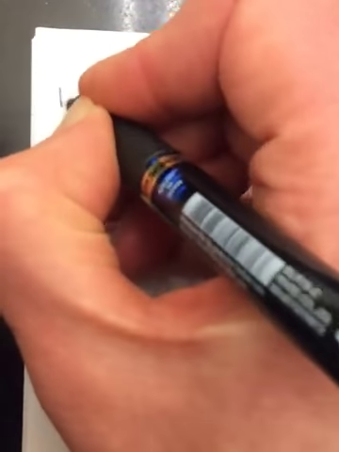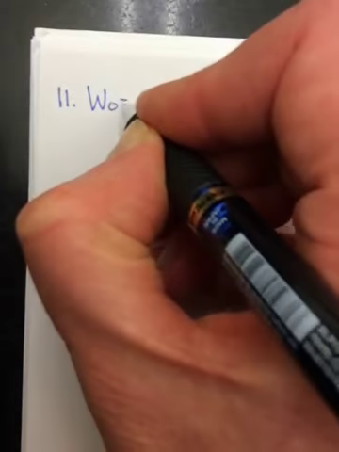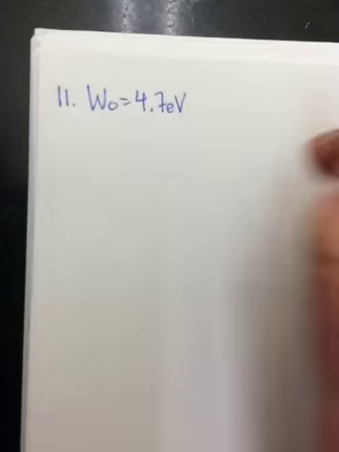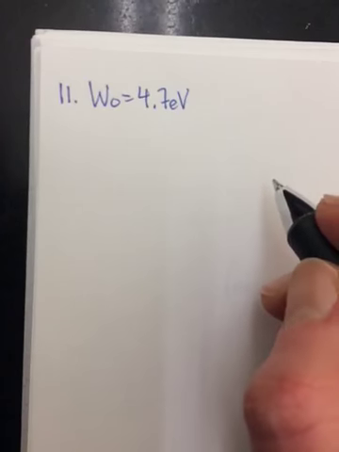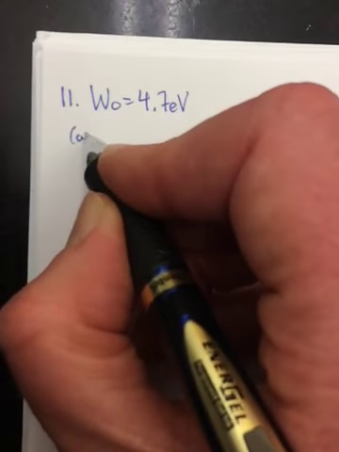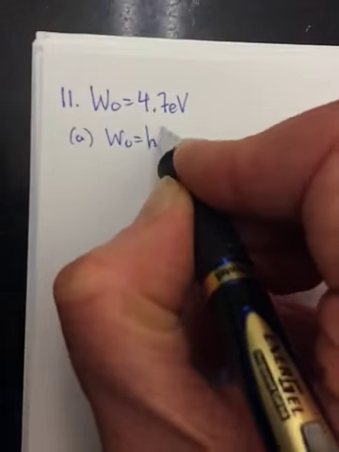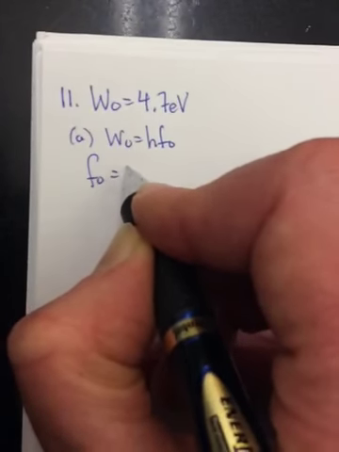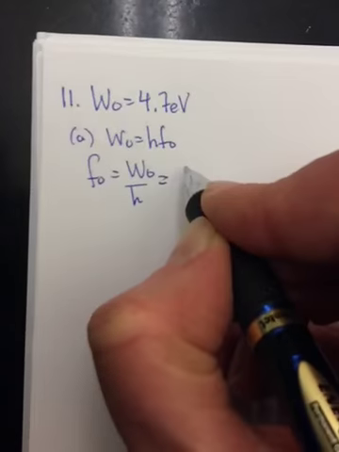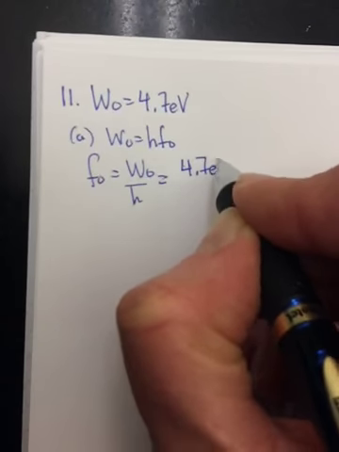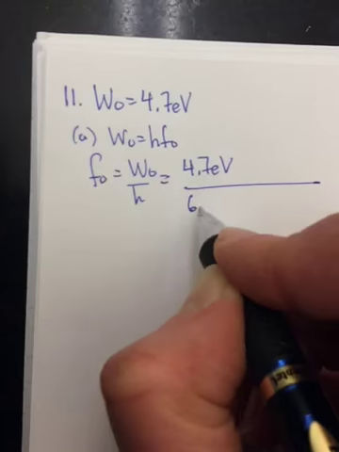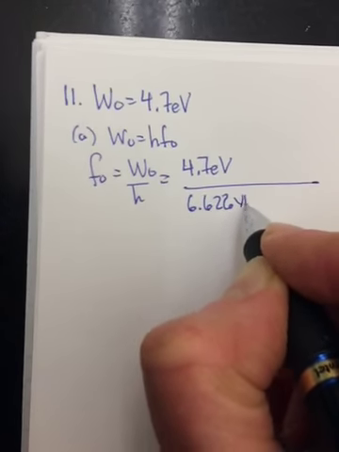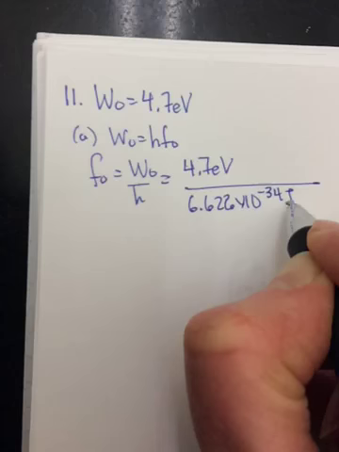Number 11 says the work function of iron is 4.7. Can't find the edge of my page. There it is. So WO is 4.7 electron volts. What is the threshold wavelength? So for A, we know WO is equal to HFO. So FO is equal to WO divided by H. So 4.7 electron volts divided by 6.626 times 10 to the negative 34 joules seconds.